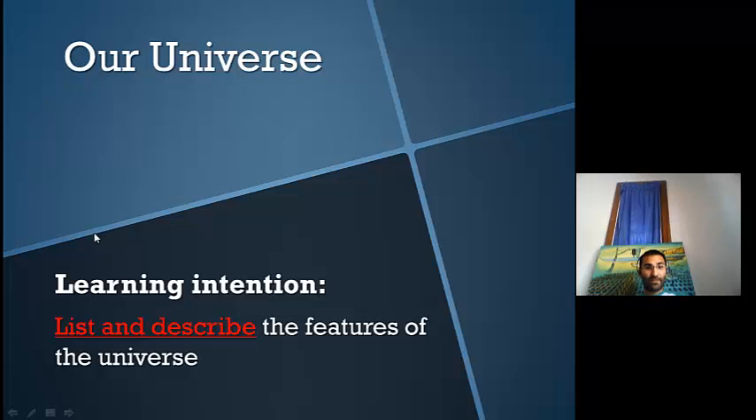Rightio, that's the introduction to the universe. What I wanted you to have a look at again is to list and describe the features of the universe. So, do you know those 5 features? Do you know how they are different from each other? Can you explain them in different ways? And also what we can have a look at is the idea of the term parallax and how that relates to measuring distances.